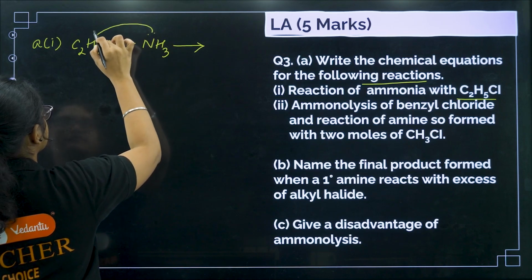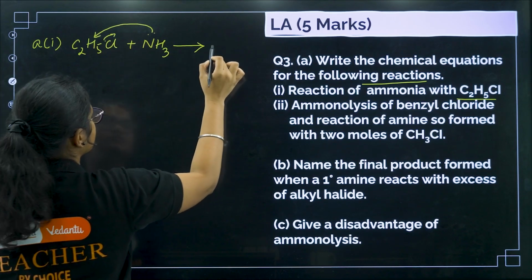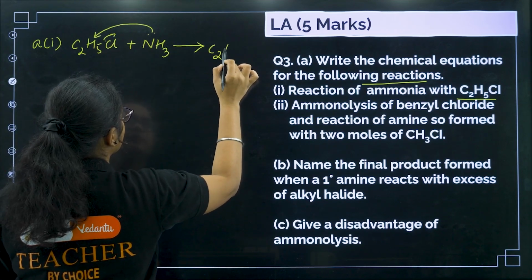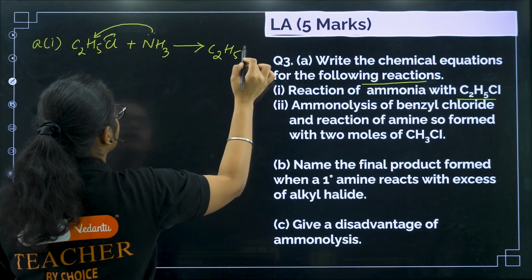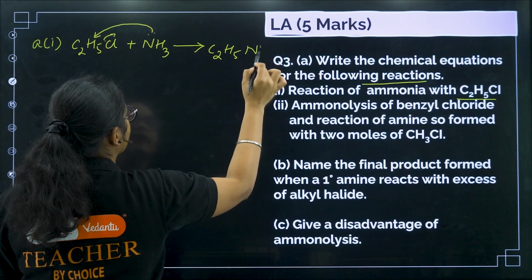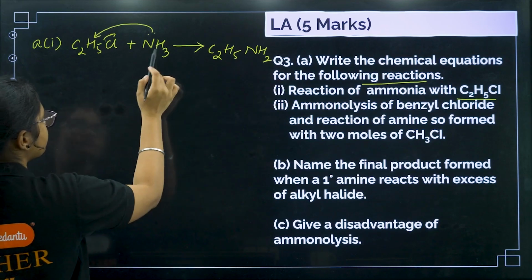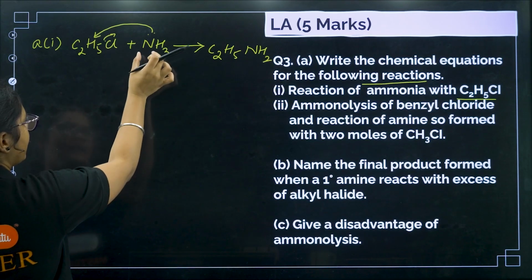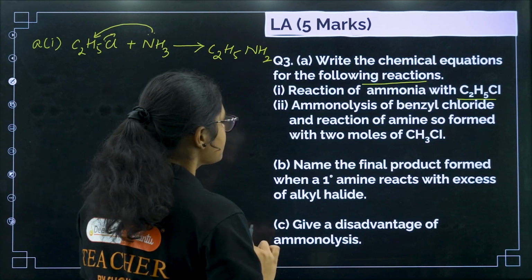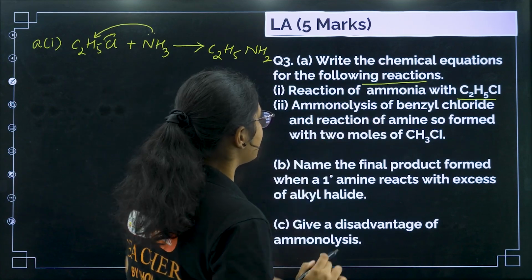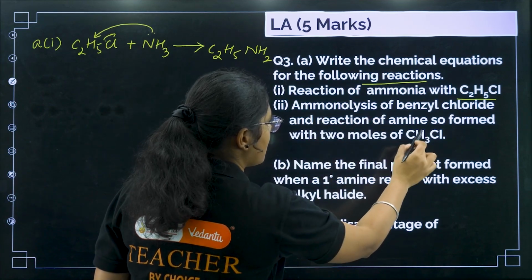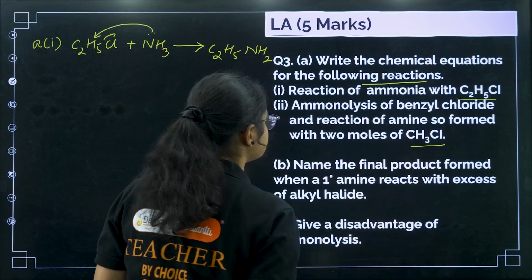This one will react with this one and this one will go out. So we will get here C2H5 then NH2. Okay, so one of the hydrogen and chlorine will come out and NH2 and R will be forming. Okay, then ammonolysis of benzyl chloride and reaction of amine so formed with 2 molecules of CH3Cl.